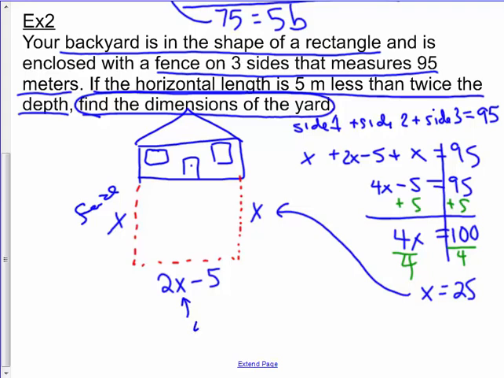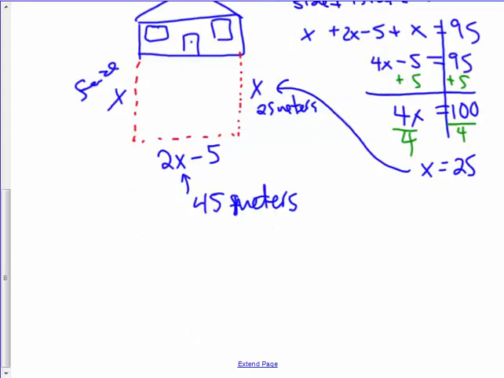So I have 25 times 2 minus 5. So 25 times 2 is 50. 50 minus 5 is 45 feet. No, we're in meters here. So that's going to be 45 meters here. I'm going to take a second, write a sentence about it. The yard has dimensions of 25 meters by 45 meters, something like that.